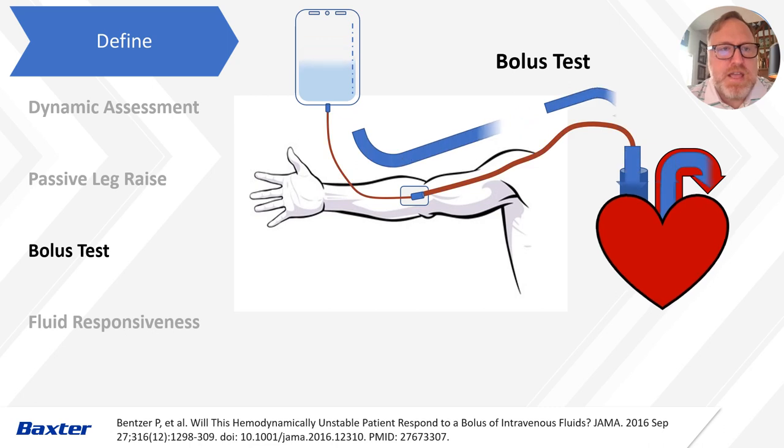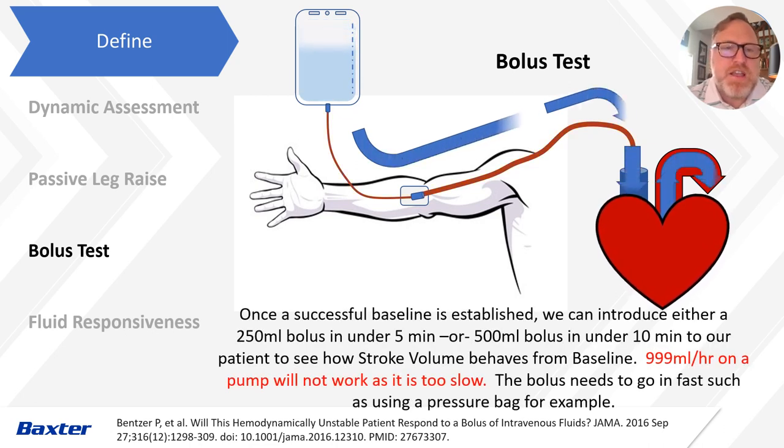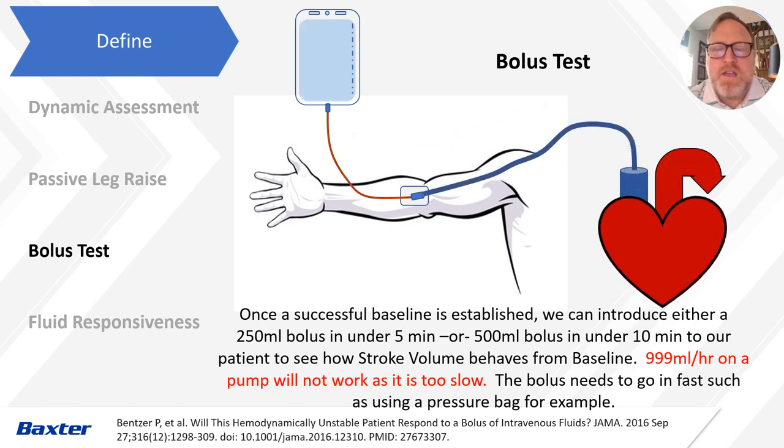All right, so as we go along, what does the bolus test look like? Look at this animation. As fluid drains out of this bag, it goes through the IV into the IVC, into the heart, and comes out the other side. Once a successful baseline is established, we can introduce either a 200 milliliter bolus in under 5 minutes or a 500 milliliter bolus in under 10 minutes, to see how the patient's stroke volume behaves from baseline, right?